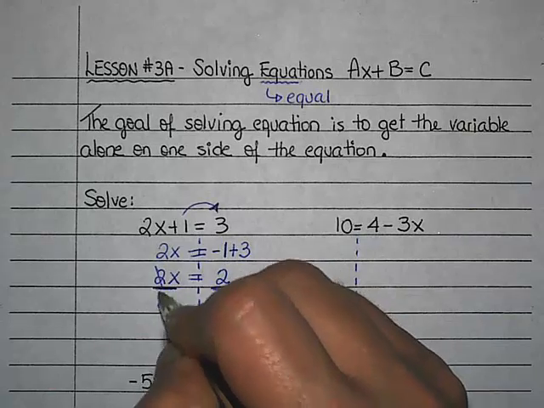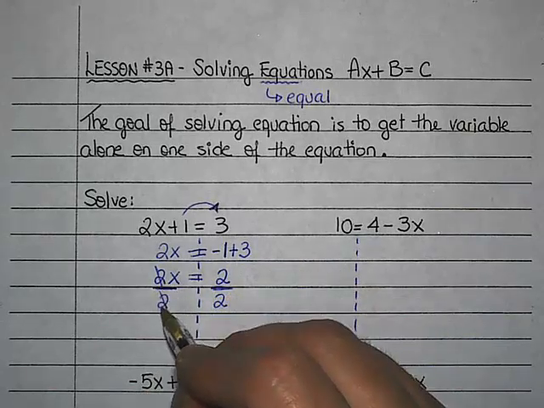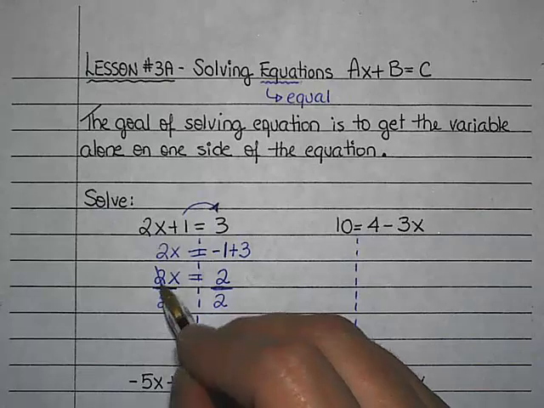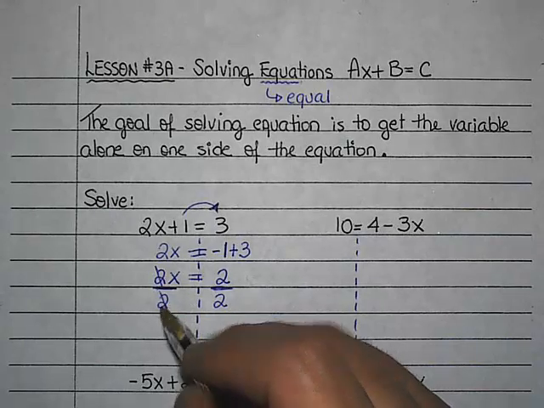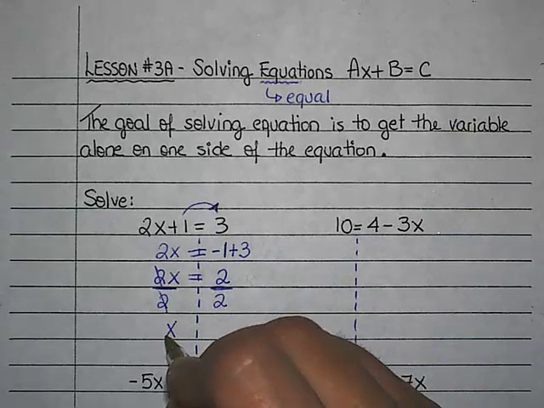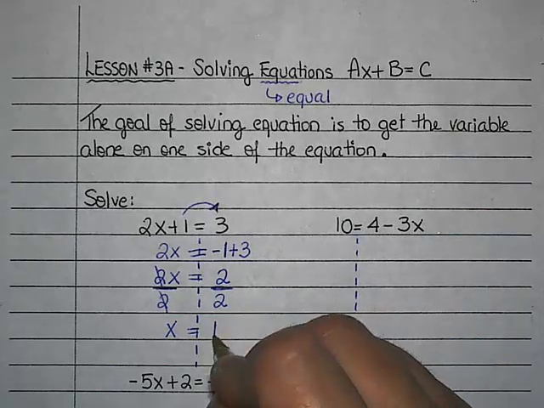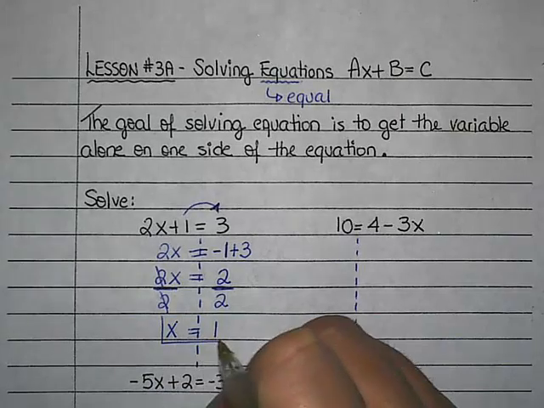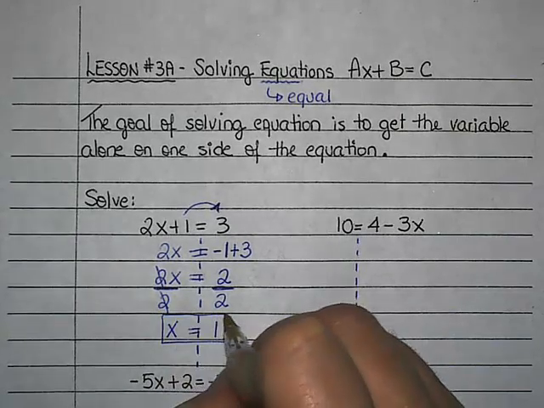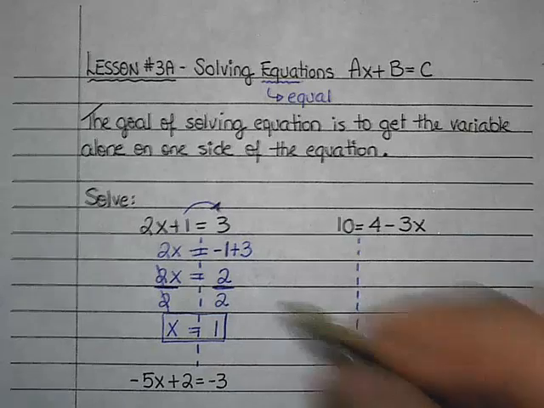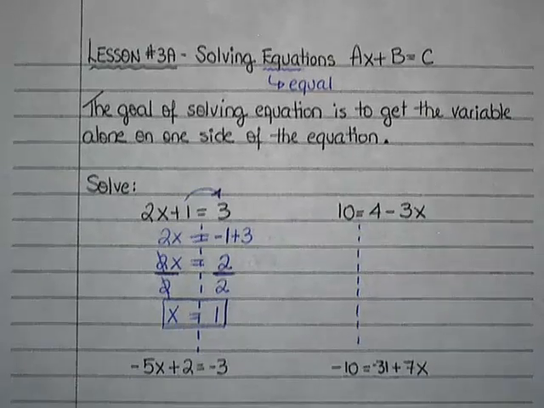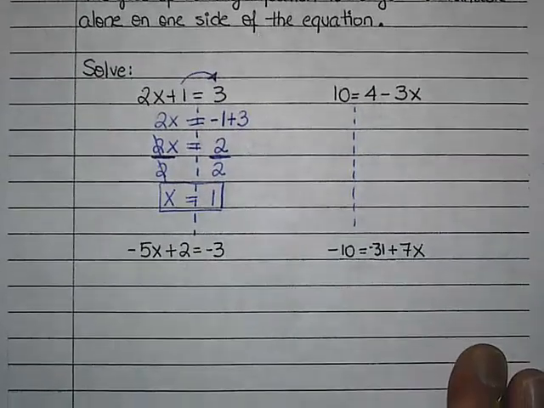Alright, so now we cancel the 2, because 2x divided by 2 is 1x. But usually we say that they just cancel. And what are you left with? x. And then 2 divided by 2 is 1. So here we go, this is our answer for this problem. Alright, let's go on to the next problem and take a look at how we do.